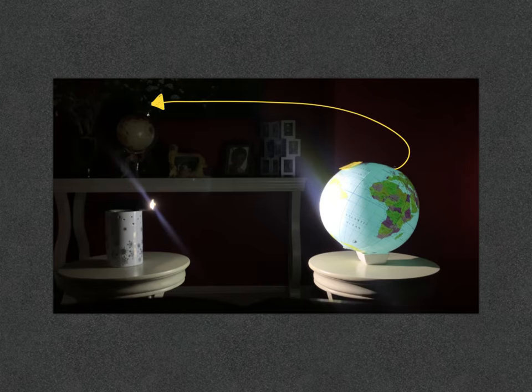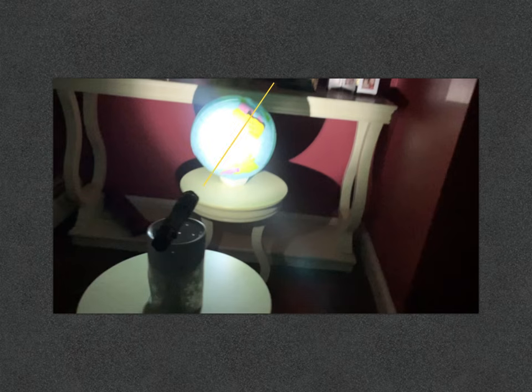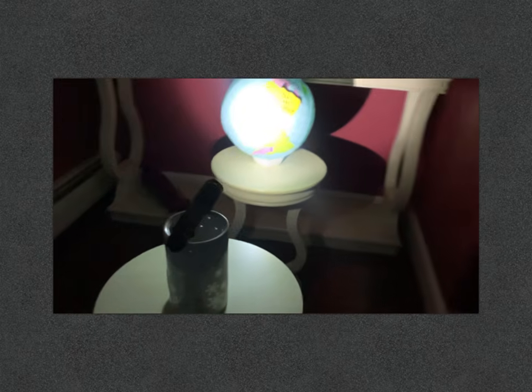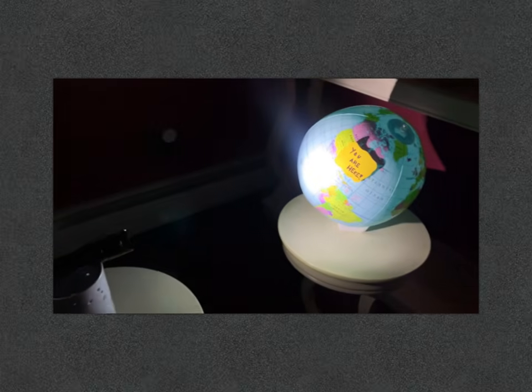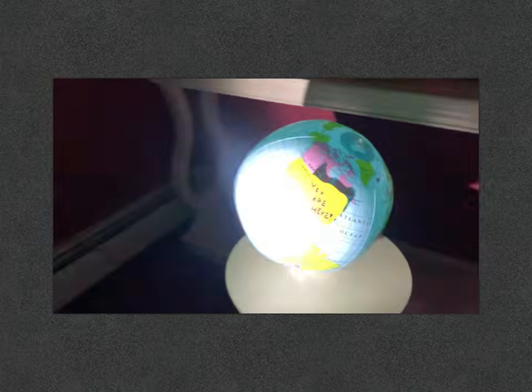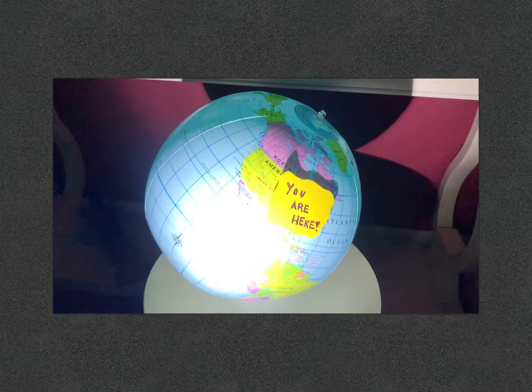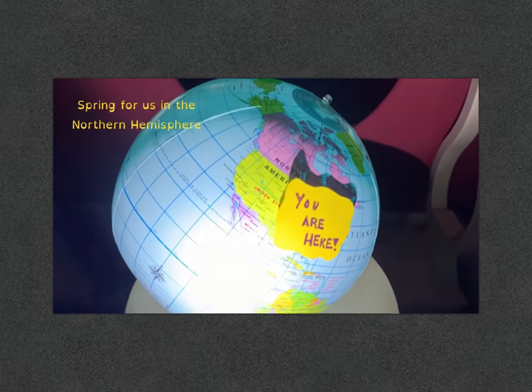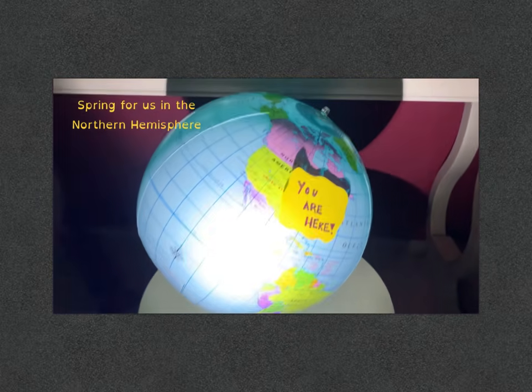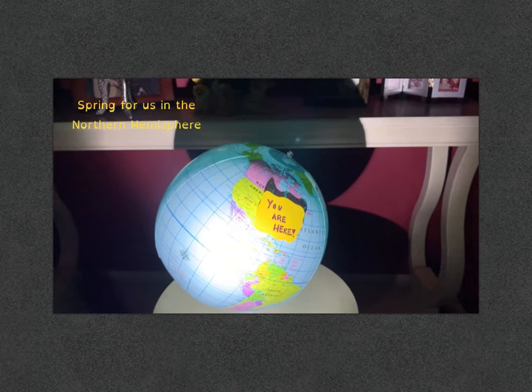Now we're going to move to the next part of our orbit. And in this part, the tilt has us not facing directly towards the sun or directly away from the sun, but facing off to the side. So this direct sunlight is a little bit closer to us, but it's not right on us.